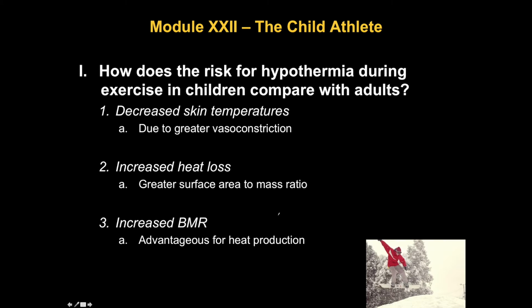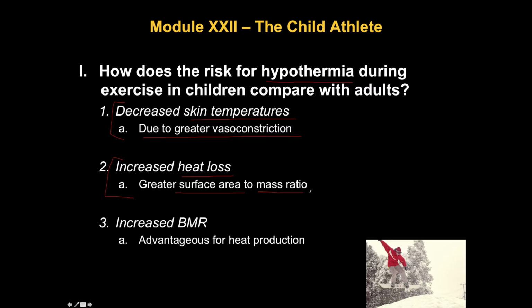How does the risk for hypothermia during exercise in children compare with adults? Well, we know in children that there's going to be a decrease in skin temperatures, and this is basically due to greater vasoconstriction. So there's far less blood flow going to the skin in children compared with adults. There's also going to be a greater amount of heat that's lost, simply because there's a greater skin surface area to muscle mass ratio.